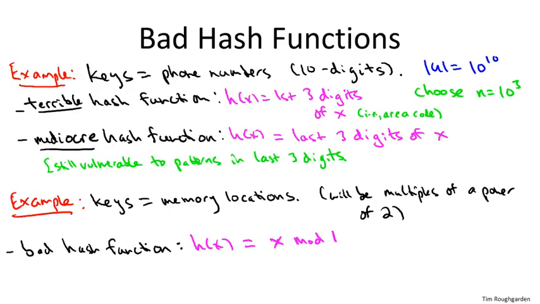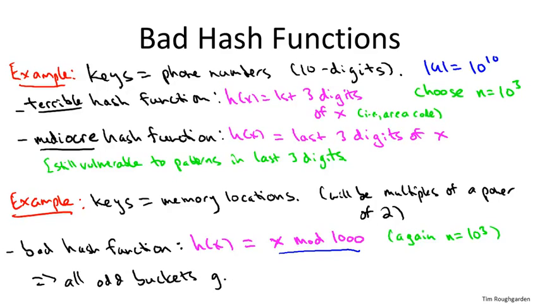So don't forget what the mod operation means. This means you just essentially subtract multiples of 1,000 until you get down to a number less than 1,000. So in this case, if you write out x base 10, then you just take the last 3 digits. So in that sense, this is the same hash function as our mediocre hash function when we were talking about phone numbers. We discussed how the keys here are all going to be memory locations, so in particular they'll be even numbers. And here we're taking their modulus with respect to an even number.